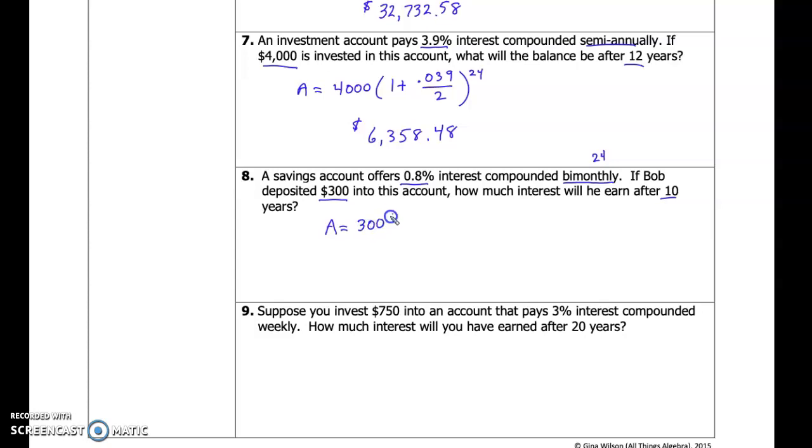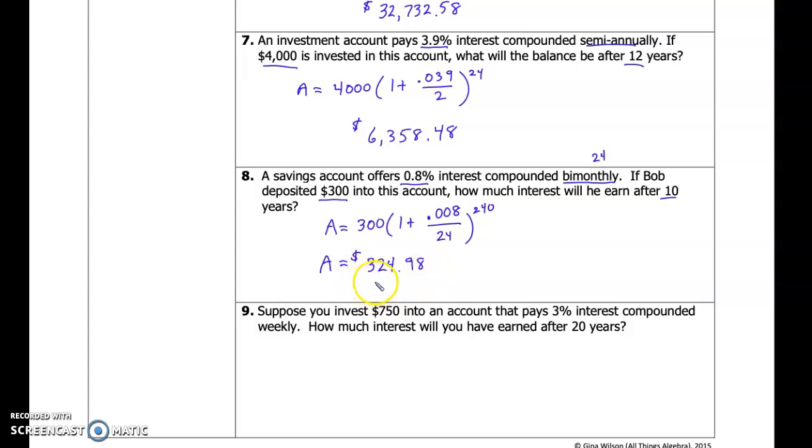All right, so he starts with $300. He's earning 0.8%, that's 0.008. Okay, 24 times per year they're paying him that. It's 10 years, 24 times 10 is 240. So this whole thing goes into your calculator. So we find out at the end of this time period, he's going to have $324.98.